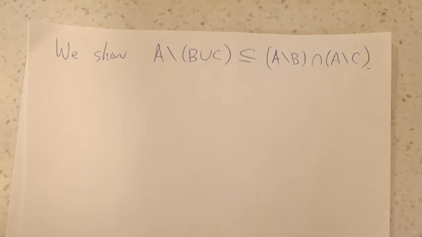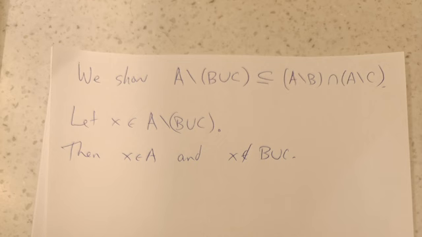So let's do this by showing that the left-hand side is a subset of the right side, and the right side is a subset of the left side. Because this is a very standard method that you need to know, and I think that a lot of people do struggle with doing this. So to do this, we start by letting X be an element of A set difference B union C. And then we just interpret this. So this means that X is in A and X is not in B union C.